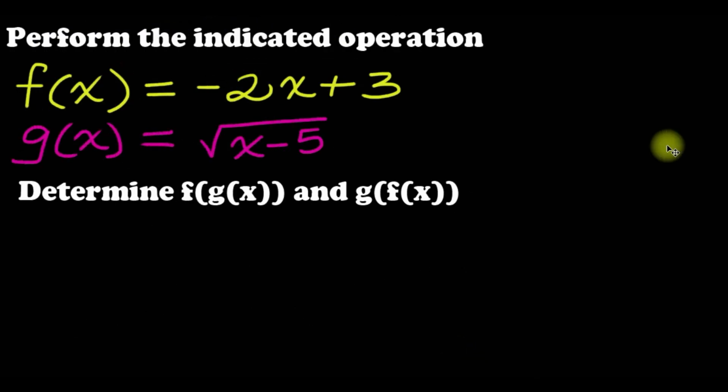Okay, this is the last one that I'm going to show you on how to evaluate composition functions. So here again, we're given two functions, f of x and g of x. And then we have to come up with f of g of x, and then we have to come up with g of f of x. Okay, let's start with f of g of x.